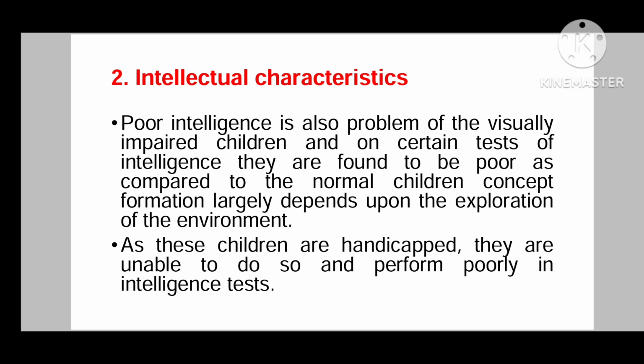When we are giving any concept to form, they cannot form it. That is why they face difficulty. As these children are handicapped, they are unable to do so and perform poorly in intelligence tests. So they cannot perform properly and they perform poorly. That is why their intelligence is very poor. So this is one of the second most important characteristics of visually impaired students.